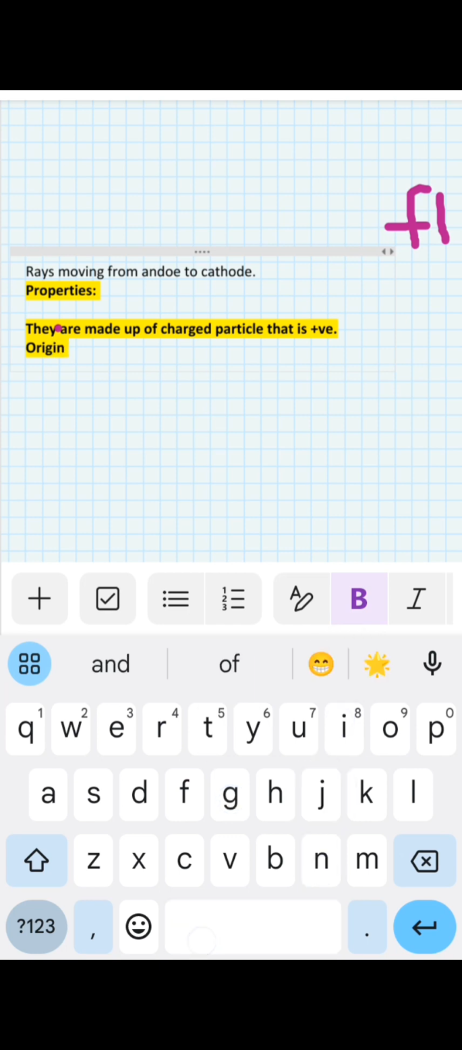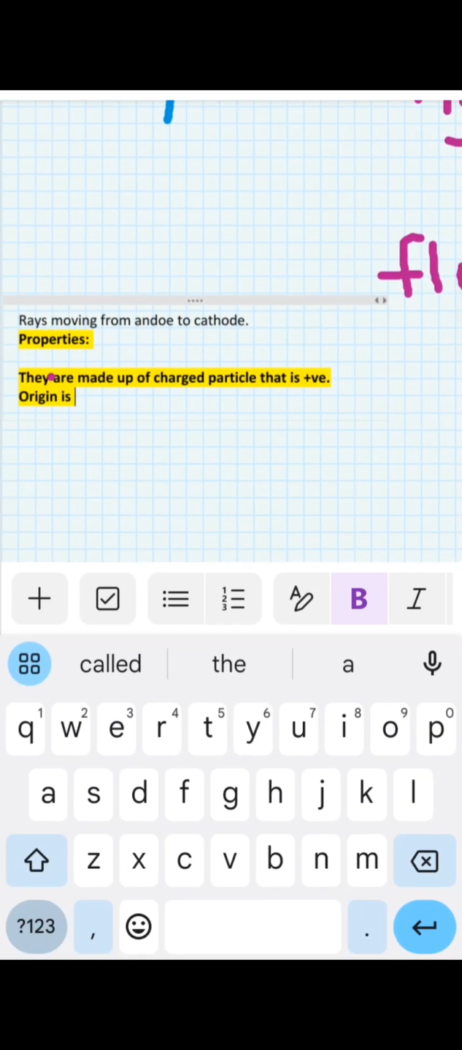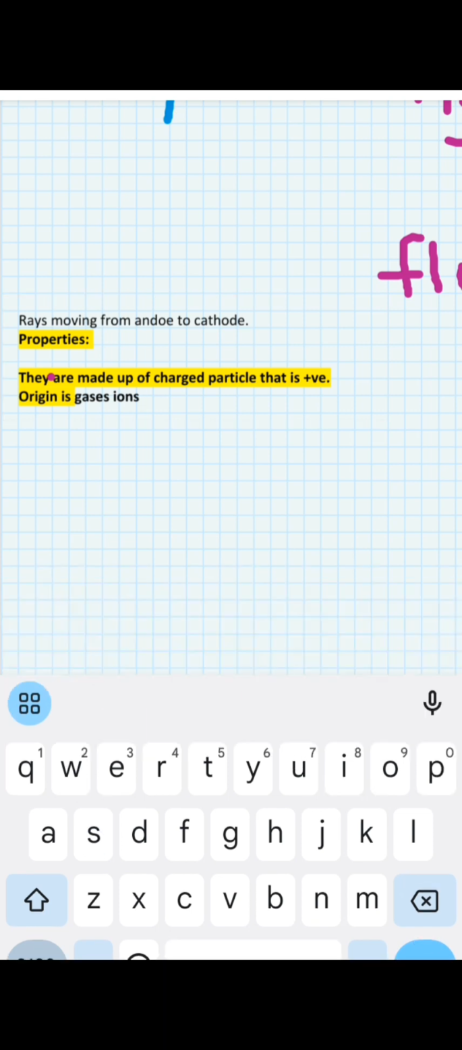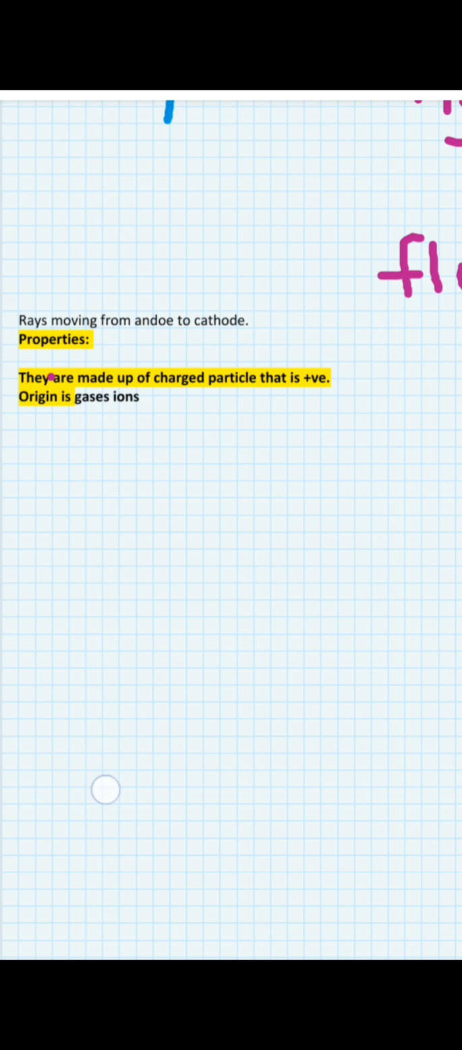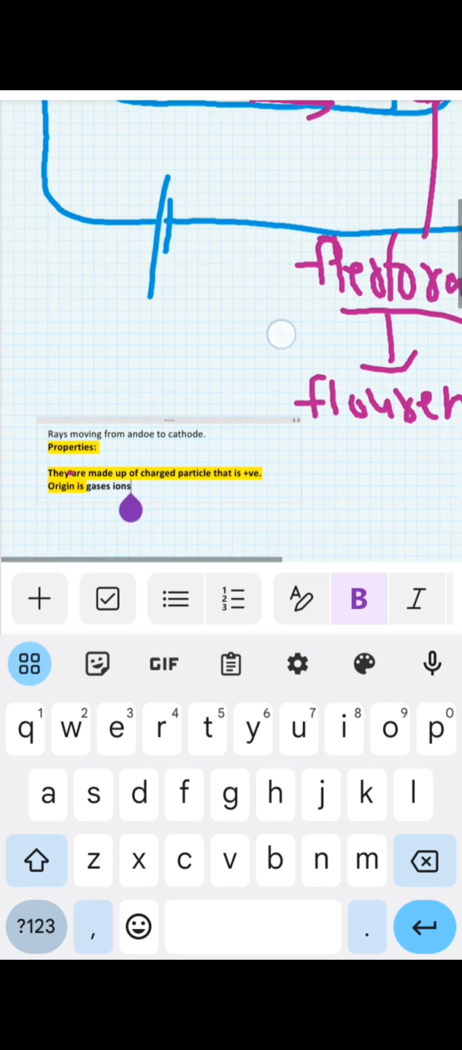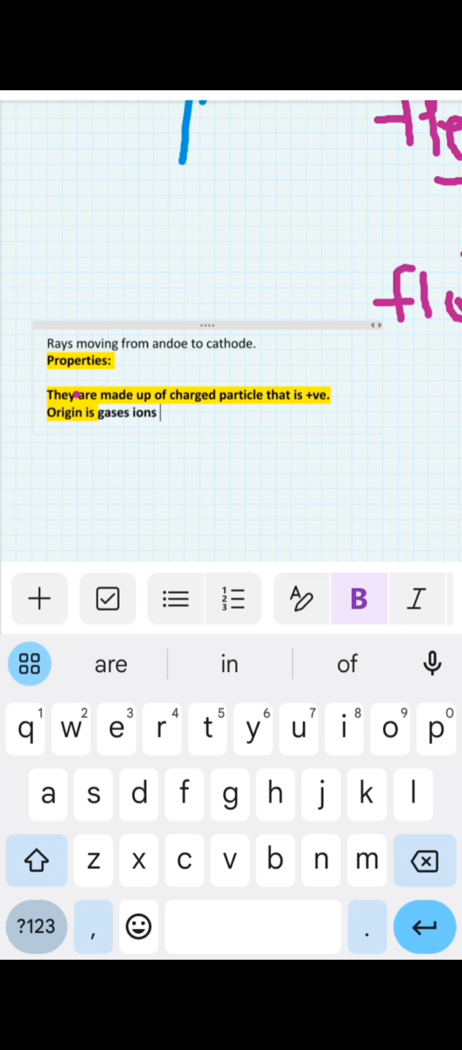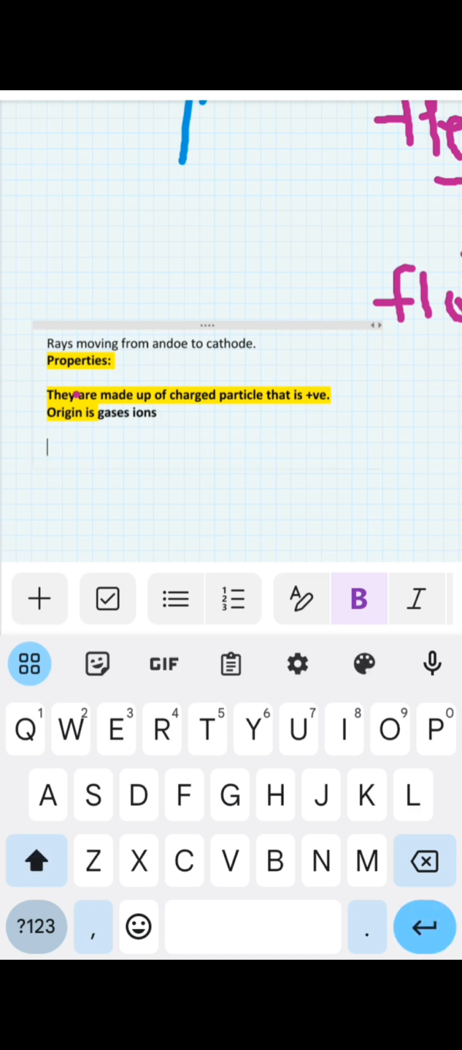Their origin, इनका origin क्या था? Their origin is gaseous ion. Why gaseous ion? Their origin is not the electrode, however these rays are coming from anode to cathode. Because of the gaseous ions, we took the lowest pressure. So from the gaseous ion, the electron was going to anode, and the positive charge was going towards cathode. So this is how from the gaseous ion we identify that there is another particle, that is proton. Another property, they depend upon the nature of gases.